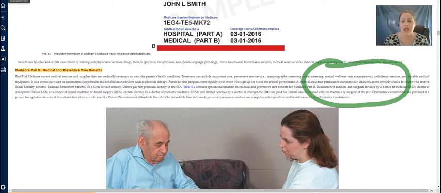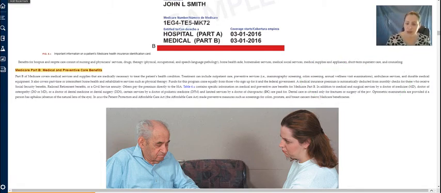So your Medicare cards say your effective date, and these dates aren't always the same, because when I'm turning 65, maybe I'm going to decline Part B.